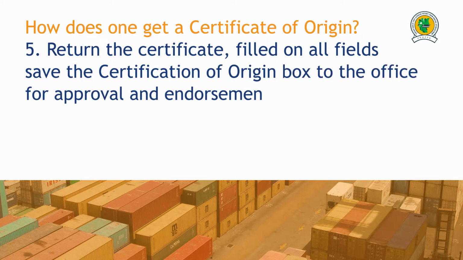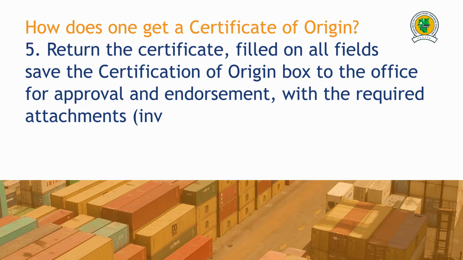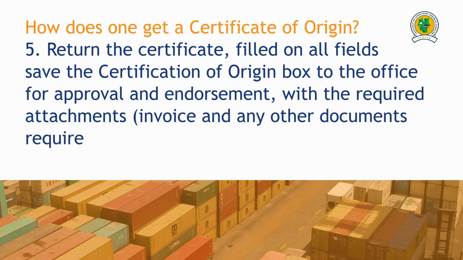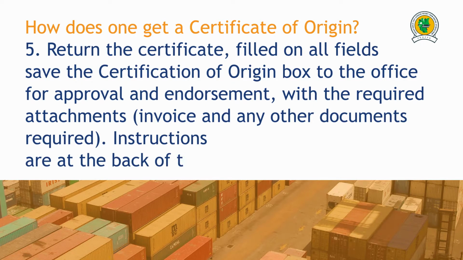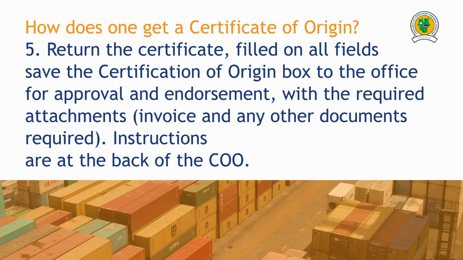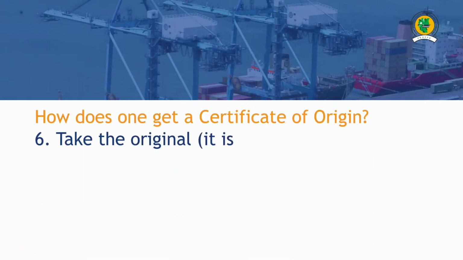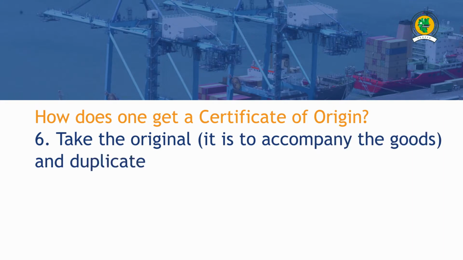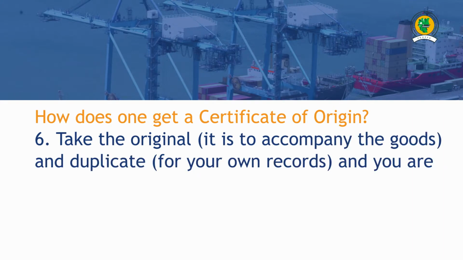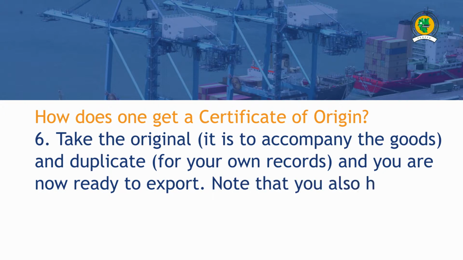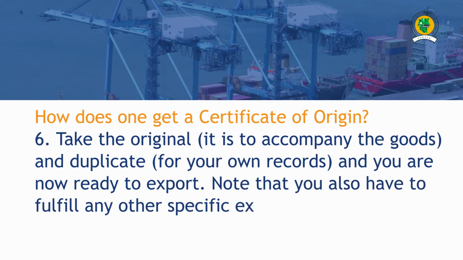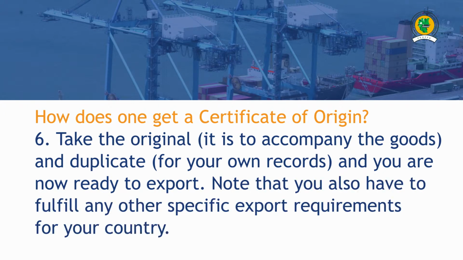5. Return the certificate, filled on all fields save the certification of origin box, to the office for approval and endorsement with the required attachments, that is, invoice and any other documents required. Instructions are at the back of the COO. 6. Take the original, which is to accompany the goods, and the duplicate for your own records, and you are now ready to export. Note that you also have to fulfill any other specific export requirements for your country.